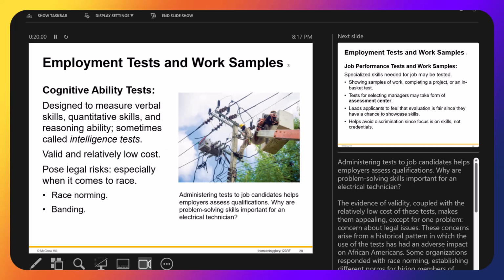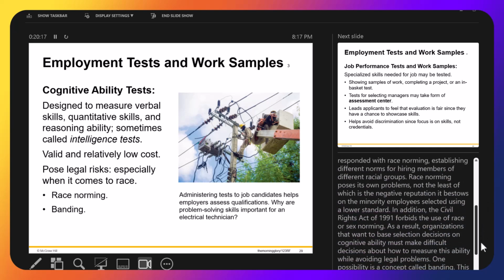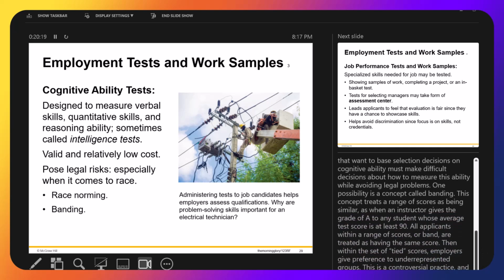Cognitive ability tests are designed to measure verbal skills, quantitative skills, and reasoning ability skills, sometimes called intelligence tests. Valid and relatively low cost. They pose legal risks, especially when it comes to race. You get into things such as race norming and banding and things along those lines.